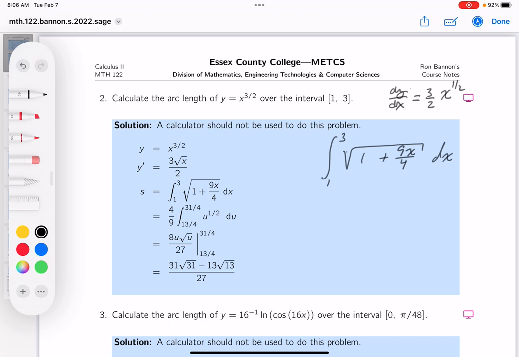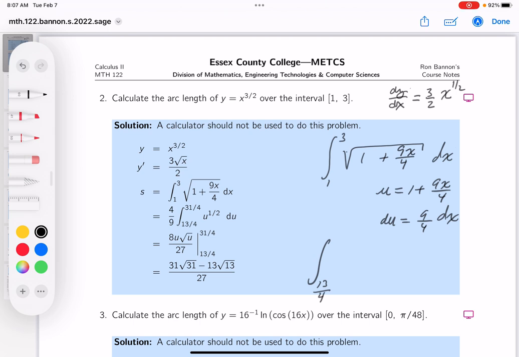So I get something that looks pretty simple to do, and I want to use a u substitution to do it. So I'm going to let u equal 1 plus 9x over 4, so du would equal 9/4 of a dx. I think I'm ready to set this up now. And so what do you get? We're doing the limits of integration now. And at 1, what's u going to be equal to? It's 1 plus 9/4, which is 13/4. Again, you might see it as a nasty number, but it's still a number.